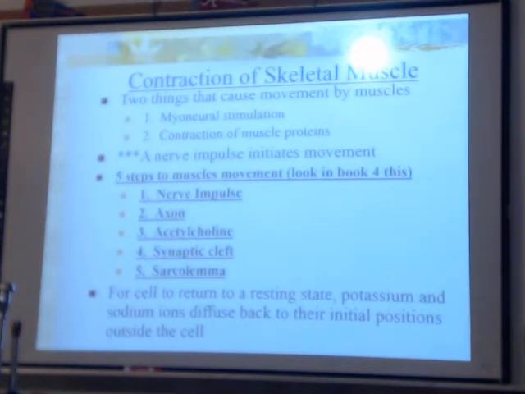And then cells must return to their resting state once that nerve impulse stops. And there are things called sodium, potassium, and calcium channel pumps that make that actually happen. And that's, once again, one of those higher level things. But I want you to remember that there are 5 steps in muscle movement. I'm not going to ask you to name them all. And the 2 things that cause muscle movement are the myoneural stimulation, that's thinking about it, and then the contraction of the muscle proteins that actually cause the movement.